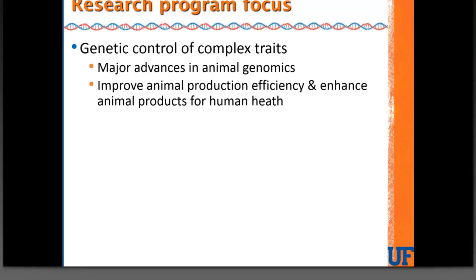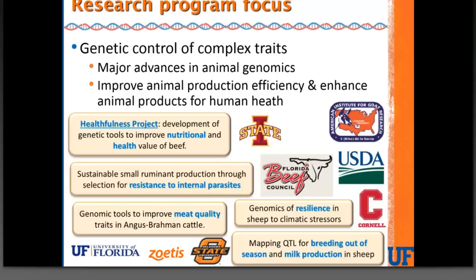And in terms of specific research projects, over the years, I have been working with a variety of livestock species, with my early focus being on sheep and goats. And these projects included the mapping of QTLs for breeding out of season and milk production in sheep. This was a project I started while at Cornell University. Selection for genetic resistance to internal parasites and genomics of resilience to climatic stressors. These 2 projects started while at Oklahoma State University in collaboration with Langston University.